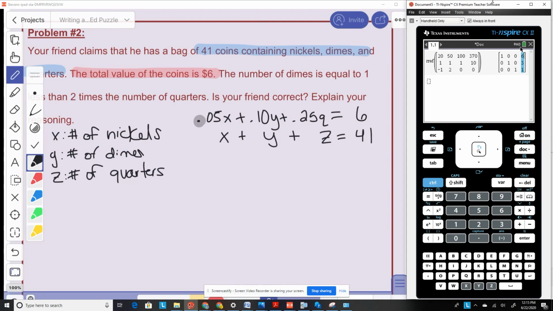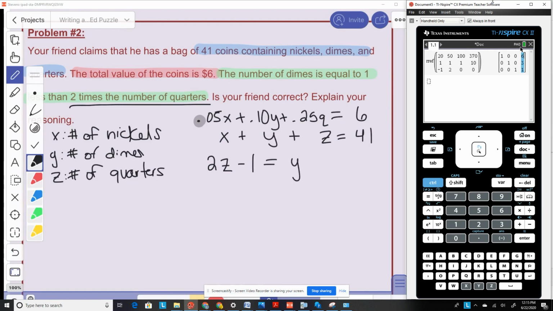Again, remember that I should have a third equation. So my last equation that I have, the number of dimes is equal to 1 less than 2 times the number of quarters. There's a lot going on there. When you see 1 less than, you do not put 1 minus, because what is it being compared to? And what? Then 2 times the number of quarters. So 2 times the number of quarters, 1 less than that, minus 1, is equal to the number of dimes.